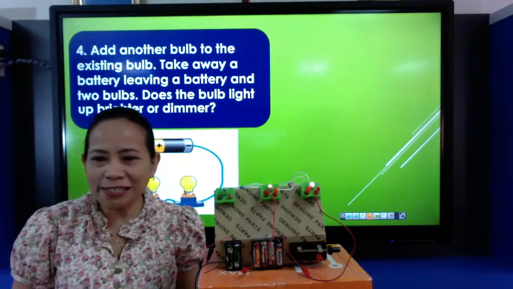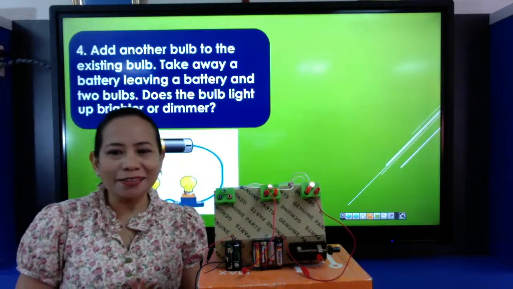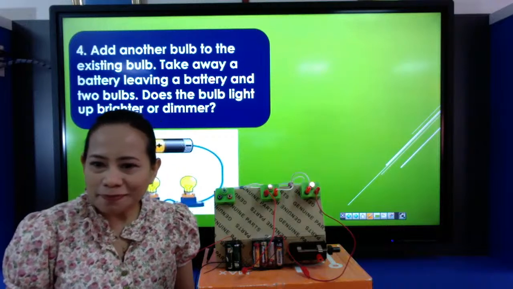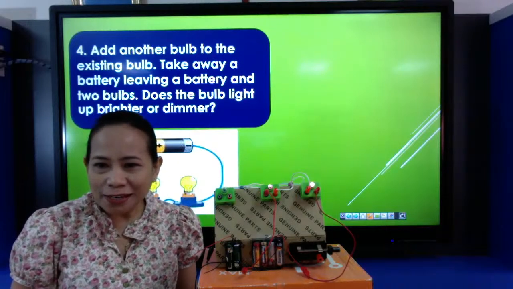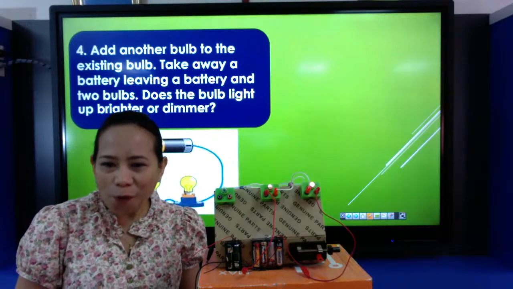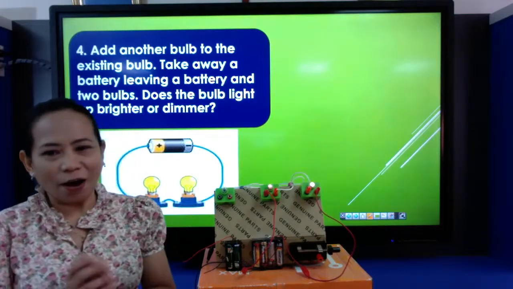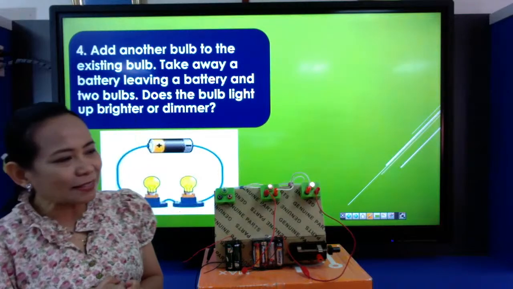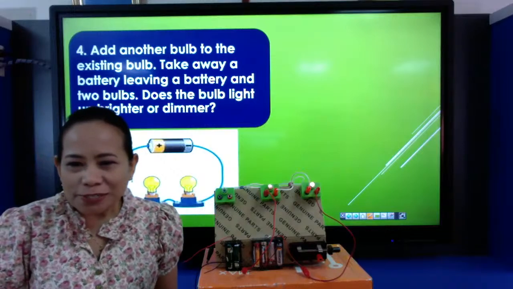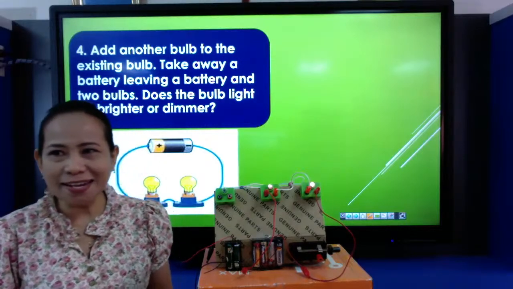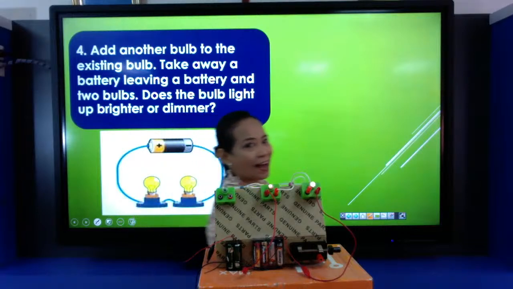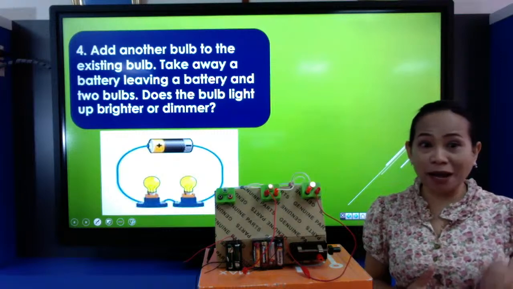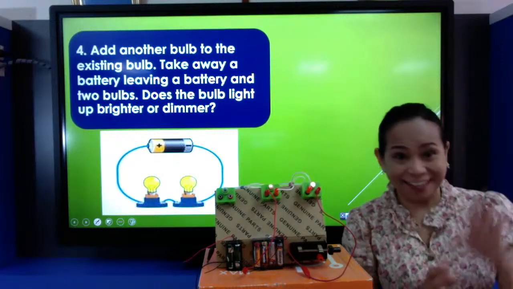The first light bulb is brighter and the second is dimmer. Yes, you are correct. And then, more battery, more bright. Okay, correct. Next, yes, it is dimmer. Correct. Okay, so you got the right answer. How to dim the light bulb and how the light bulb produces a bright light, right?